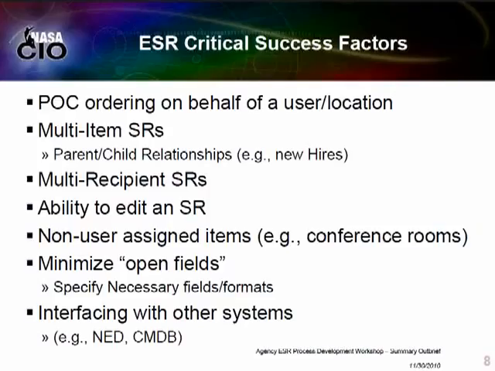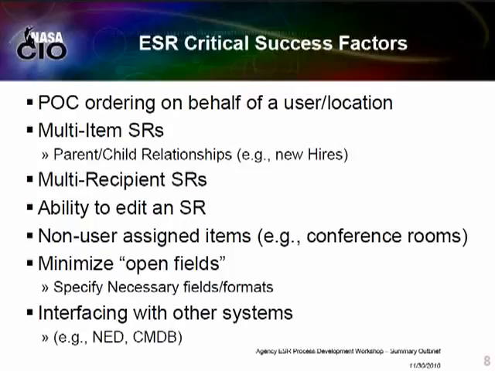Any process has to have key critical success factors to assure its implementation and to make sure that it was properly implemented and executed. And these are the ones we came up with, again, in the pre-future state. There should be a point of contact ordering on behalf of a user and location. When it comes to a lot of these services that will be ordered, we realize within NASA, we're not going to try to change what takes place today, and that is a point of contact type of scenario.